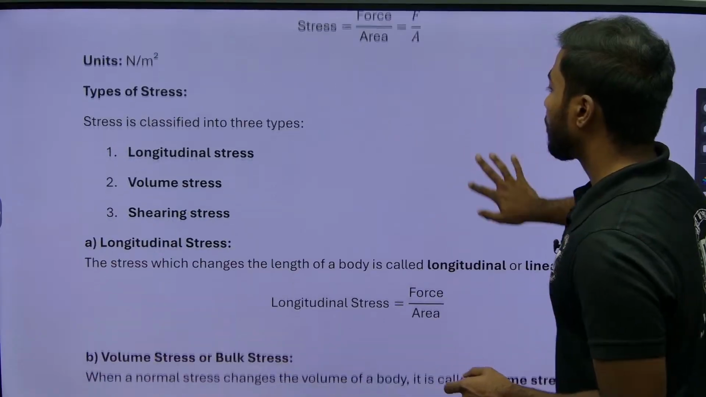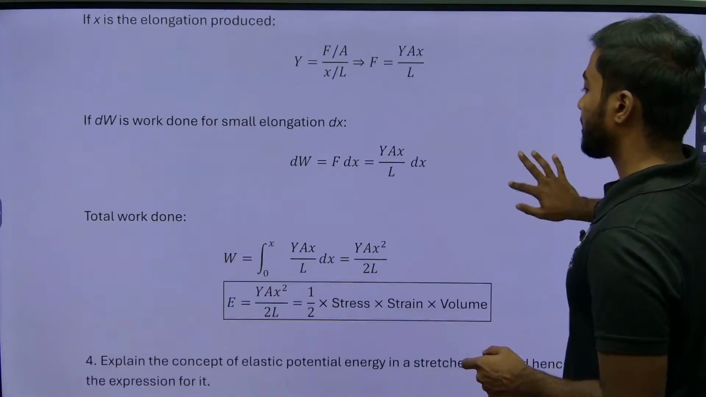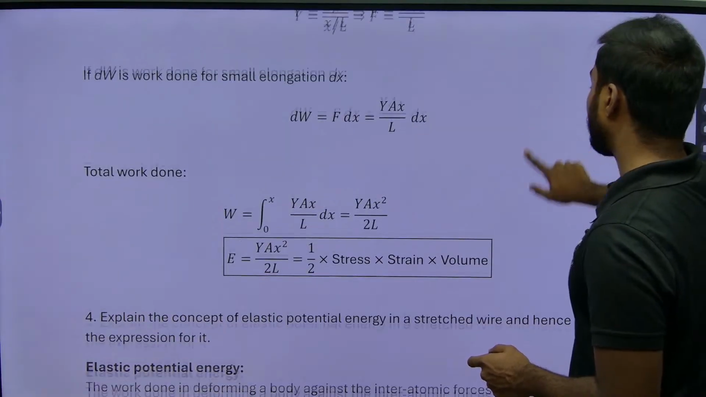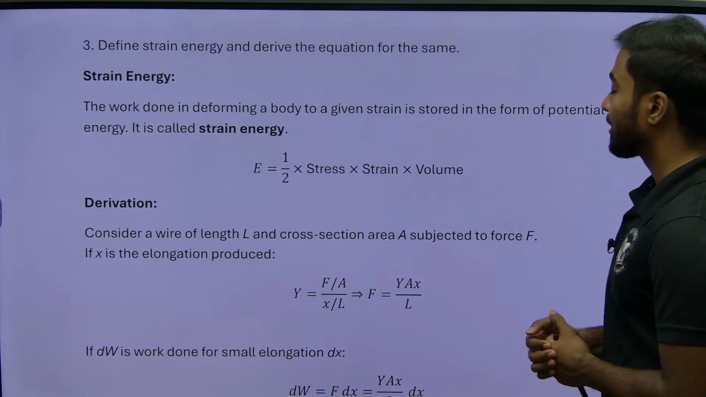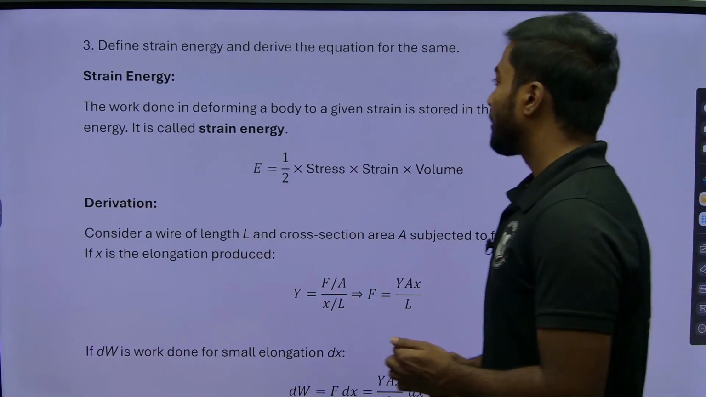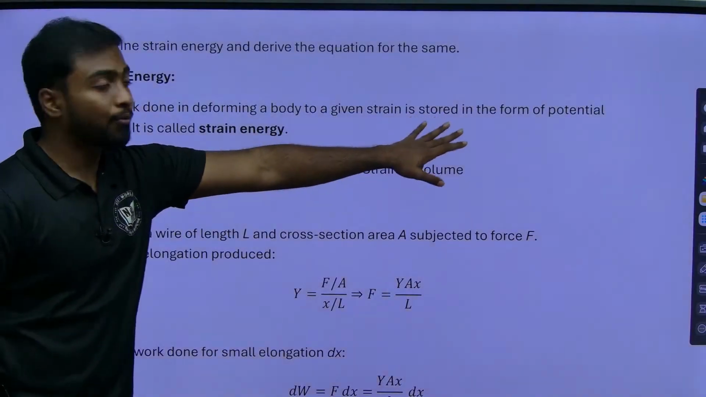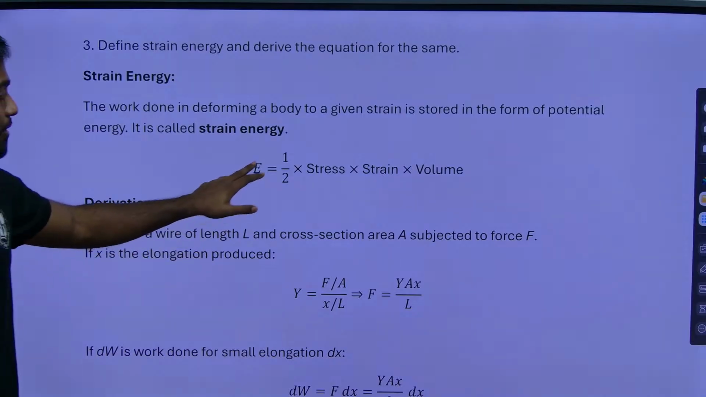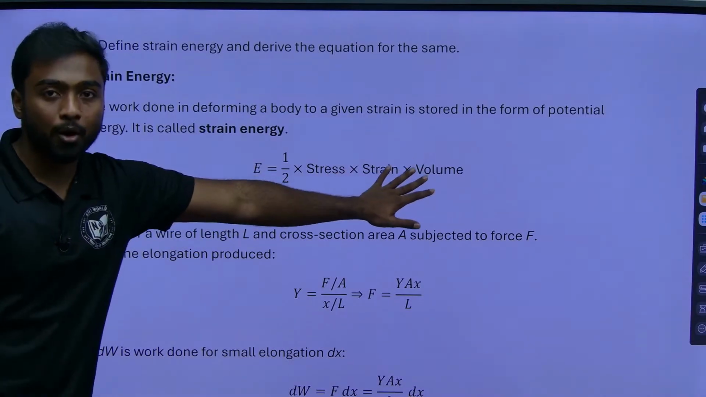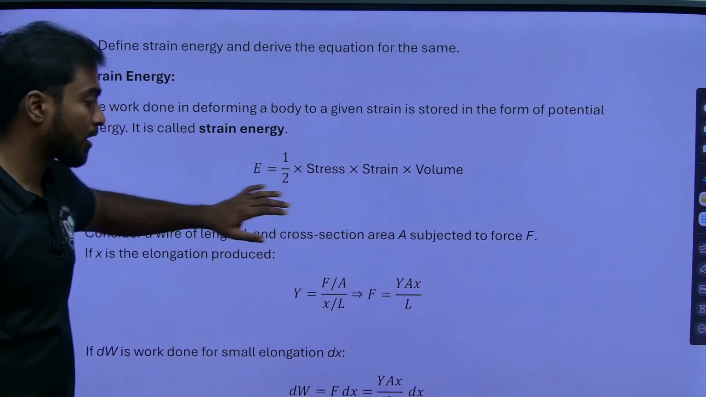And when we talk about the third question, only the third and fourth are left out, I guess. Yeah, we'll see: strain energy, and derive the equation for the strain energy. The work done in deforming a body to a given strain, stored in the form of potential energy, is called strain energy. So the formula is half into stress into strain into volume.